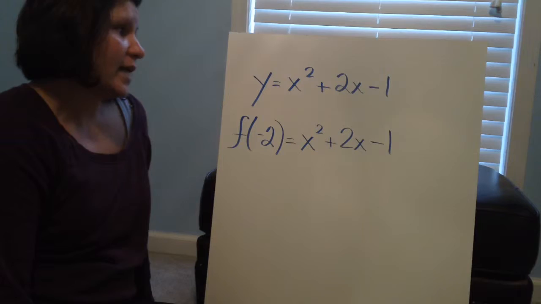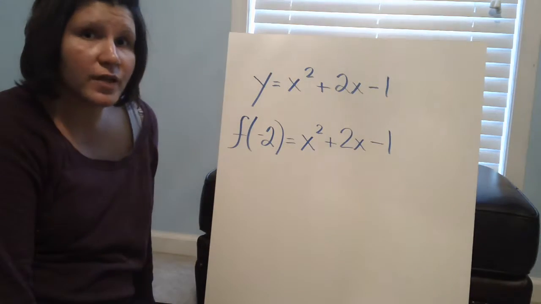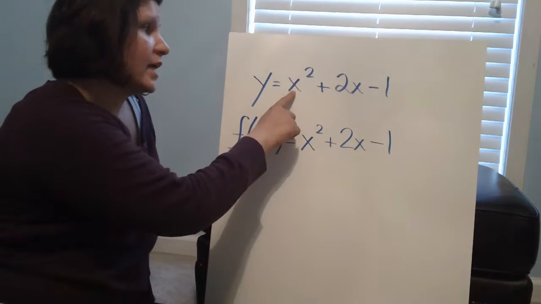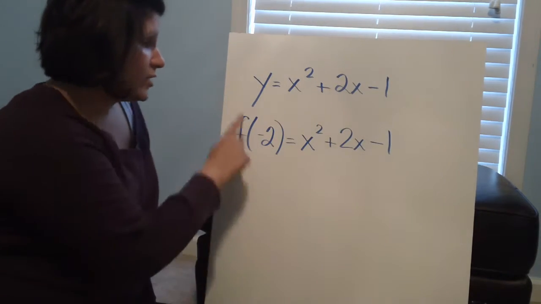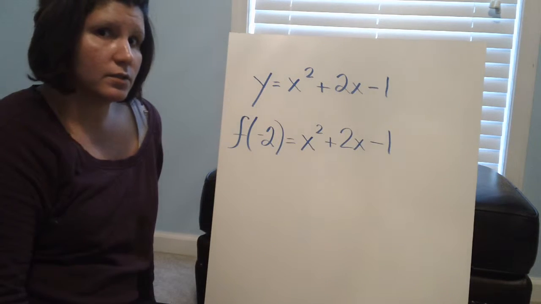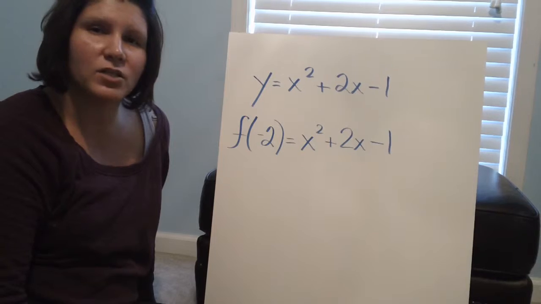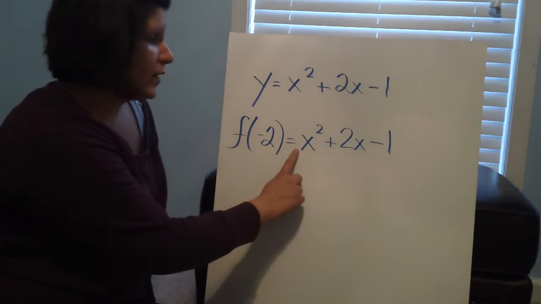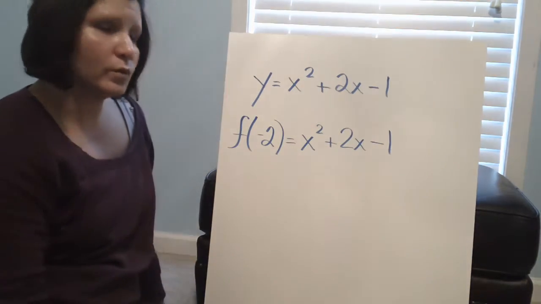We have y equals x squared plus 2x minus 1. As per our investigation yesterday, this would be considered a nonlinear function because our highest exponent value is to the power of 2. As you can see, I've gone ahead and rewritten this in function notation. Let's take a look at what's inside the parentheses to see for what value of x we need to evaluate. We have a negative 2, so we're going to evaluate this function when x is negative 2. Let's do a rewrite.